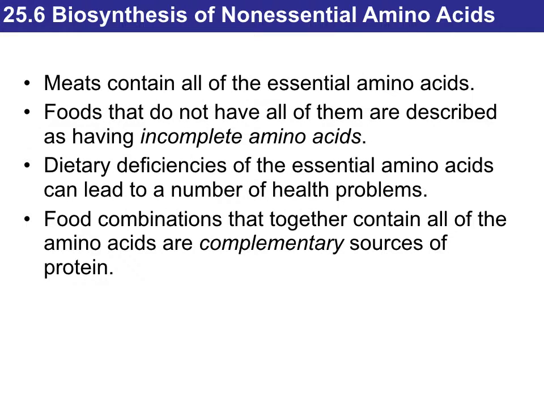For example, meats contain all of the essential amino acids. Foods that do not have all of them are described as having incomplete amino acids, and that can lead to dietary deficiencies in the pool of essential amino acids that are needed and could lead to health problems. Now, this is important because people who are vegetarian usually don't have to worry about it, because they will still have all the essential amino acids from dairy products, milk, cheese, and eggs. And if you look at people who are vegan, they need to be more careful.